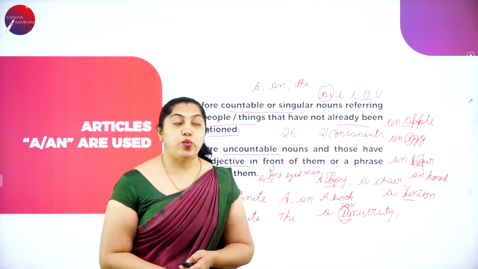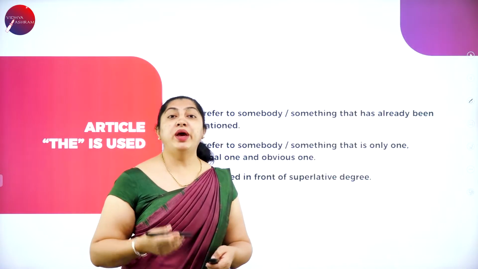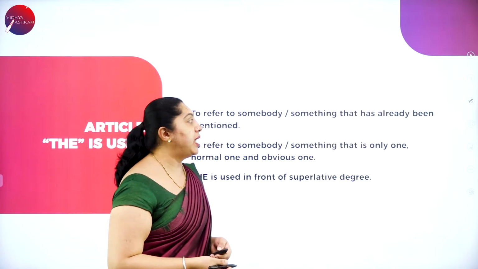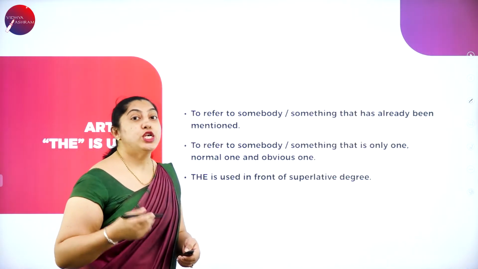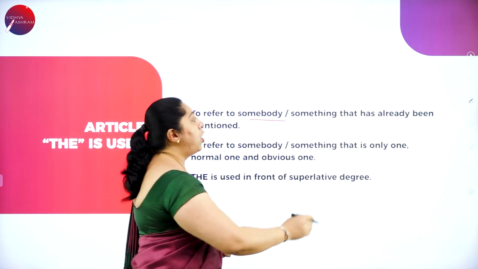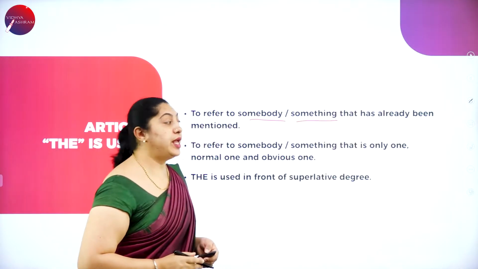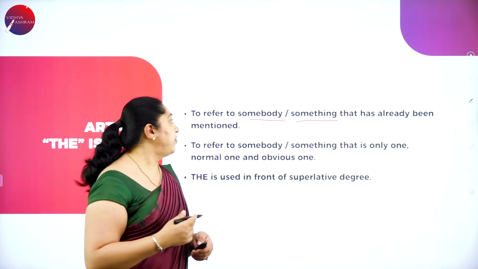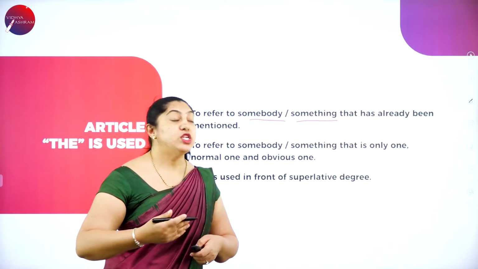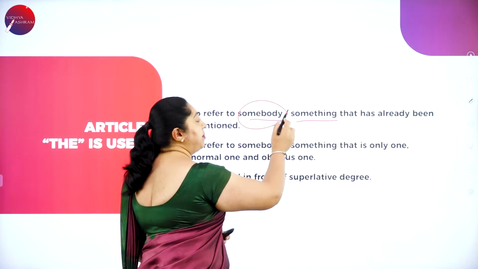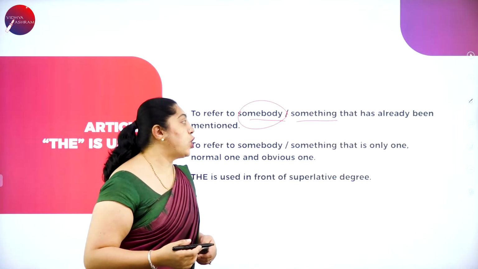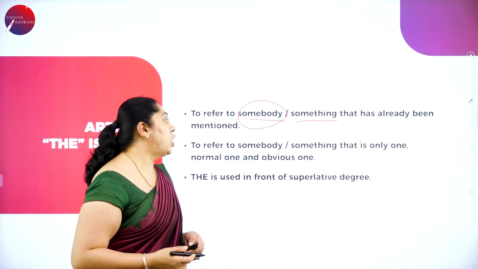So moving on to the next one, that is the article the. When are we going to use the article the? To refer to somebody or something that has already been mentioned. If I say that I'm standing in front of the camera, I'm saying something. So it means to say that somebody is there. I'm talking about something there. To refer to somebody or something that is only one, normally one and obvious one.